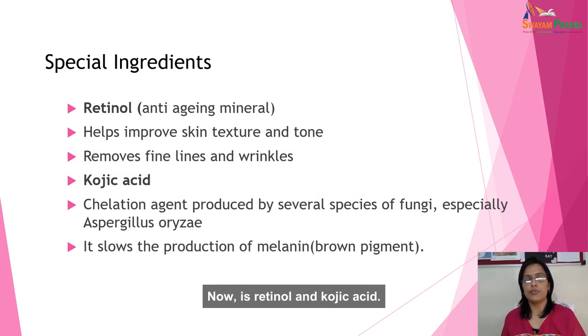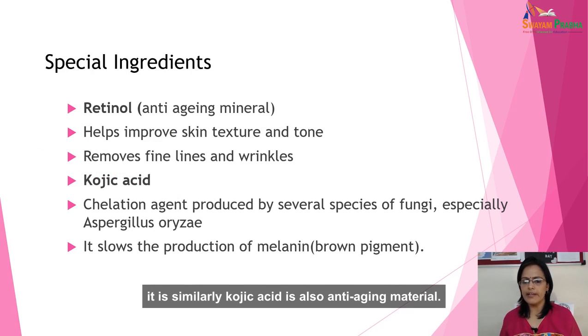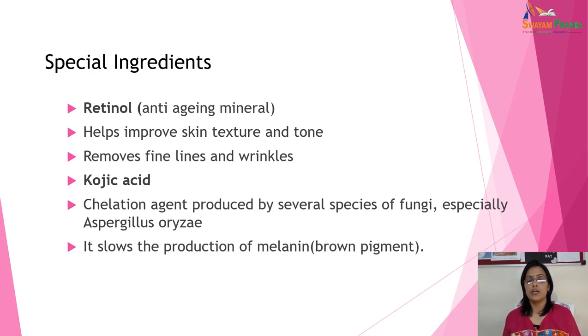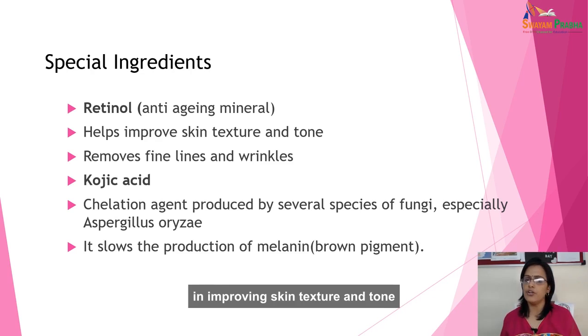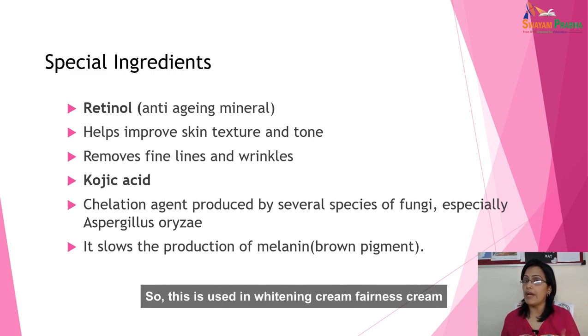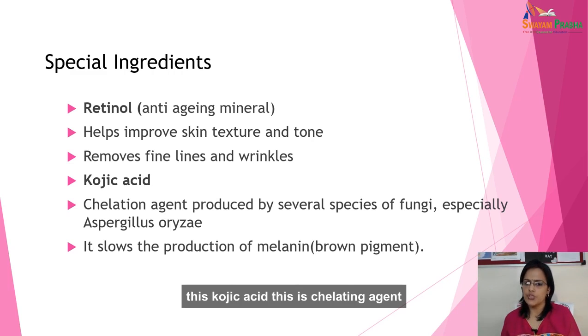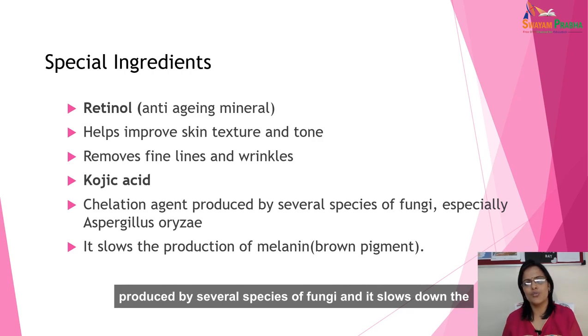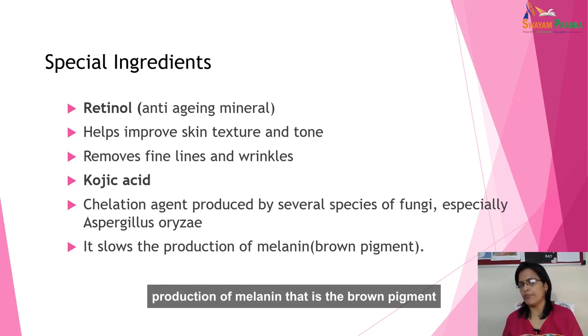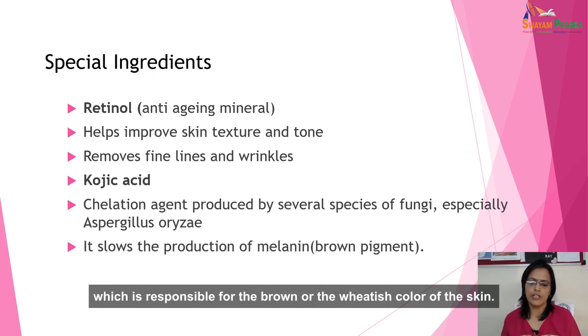Now, retinol and kojic acid. Retinol is an anti-aging material, and similarly kojic acid is also an anti-aging material. Retinol helps in improving skin texture and tone. It removes fine lines and wrinkles. Kojic acid is basically a chelating agent produced by several species of fungi, especially Aspergillus oryzae. It slows down the production of melanin, the brown pigment, so it is used in whitening cream and fairness cream. Melanin is the brown pigment which is responsible for the color of the skin.